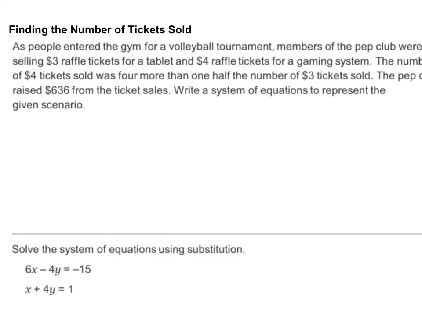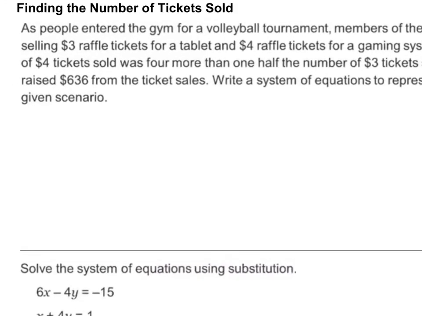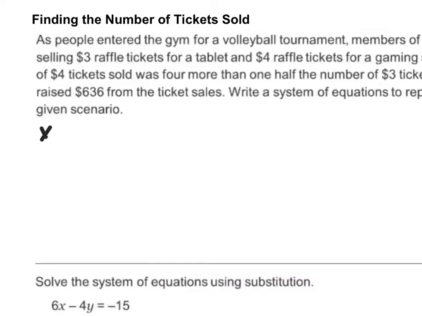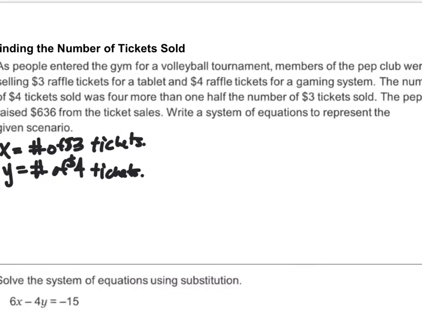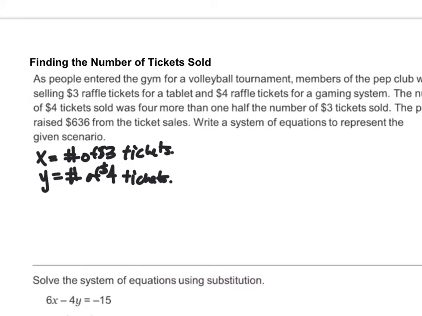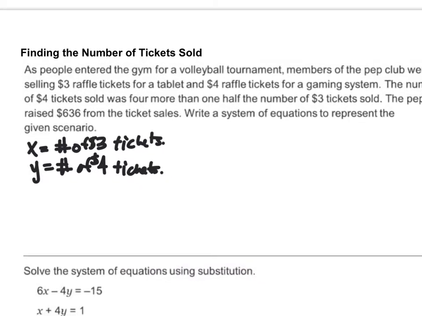So here's what we've got. All right, let's come up with something here. First thing I'm going to do is let x equal the number of $3 tickets. Okay, I'm going to let y equal the number of $4 tickets. Now what I know is that the number of $4 tickets sold was 4 more than 1/2 the number of $3 tickets sold.